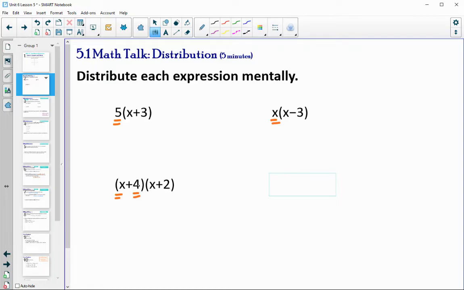Then we would need to distribute the 4. 4 times the x, 4 times the 2. So you'd have a lot of pieces here. So x times x would be x squared, and I'll write this one out for you, but x times x, so you'd get x squared for that. X times 2, so you'd get plus 2x for that one.